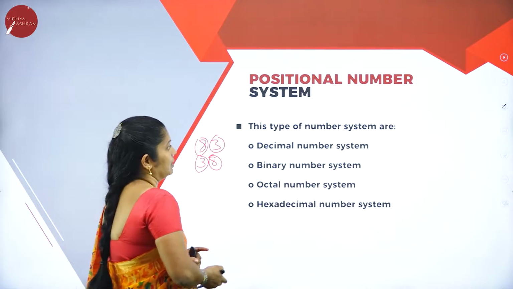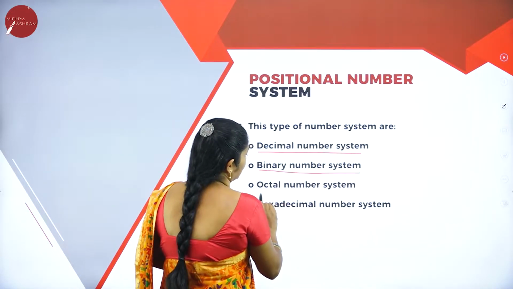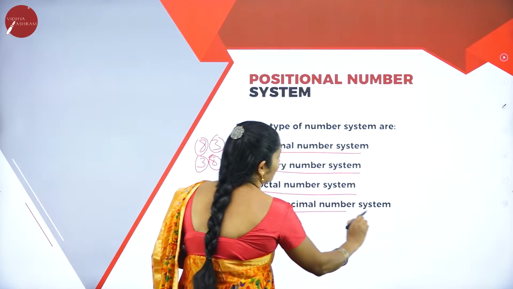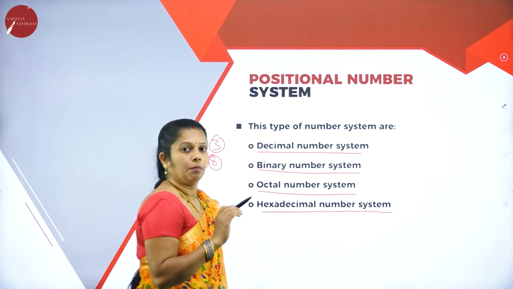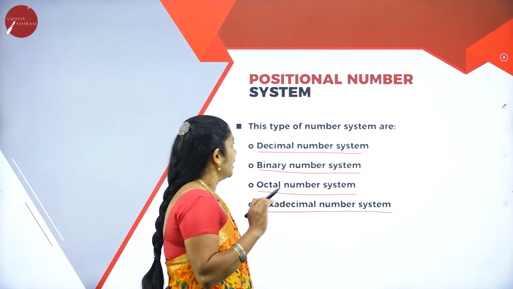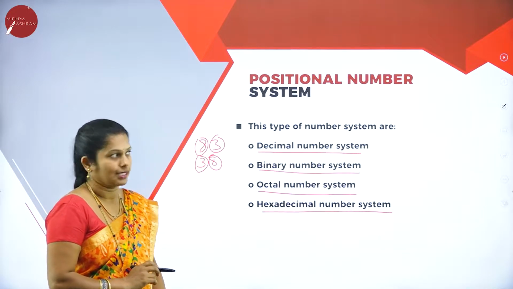In this type of number system, there are 4 types: decimal, binary, octal, as well as hexadecimal number system.